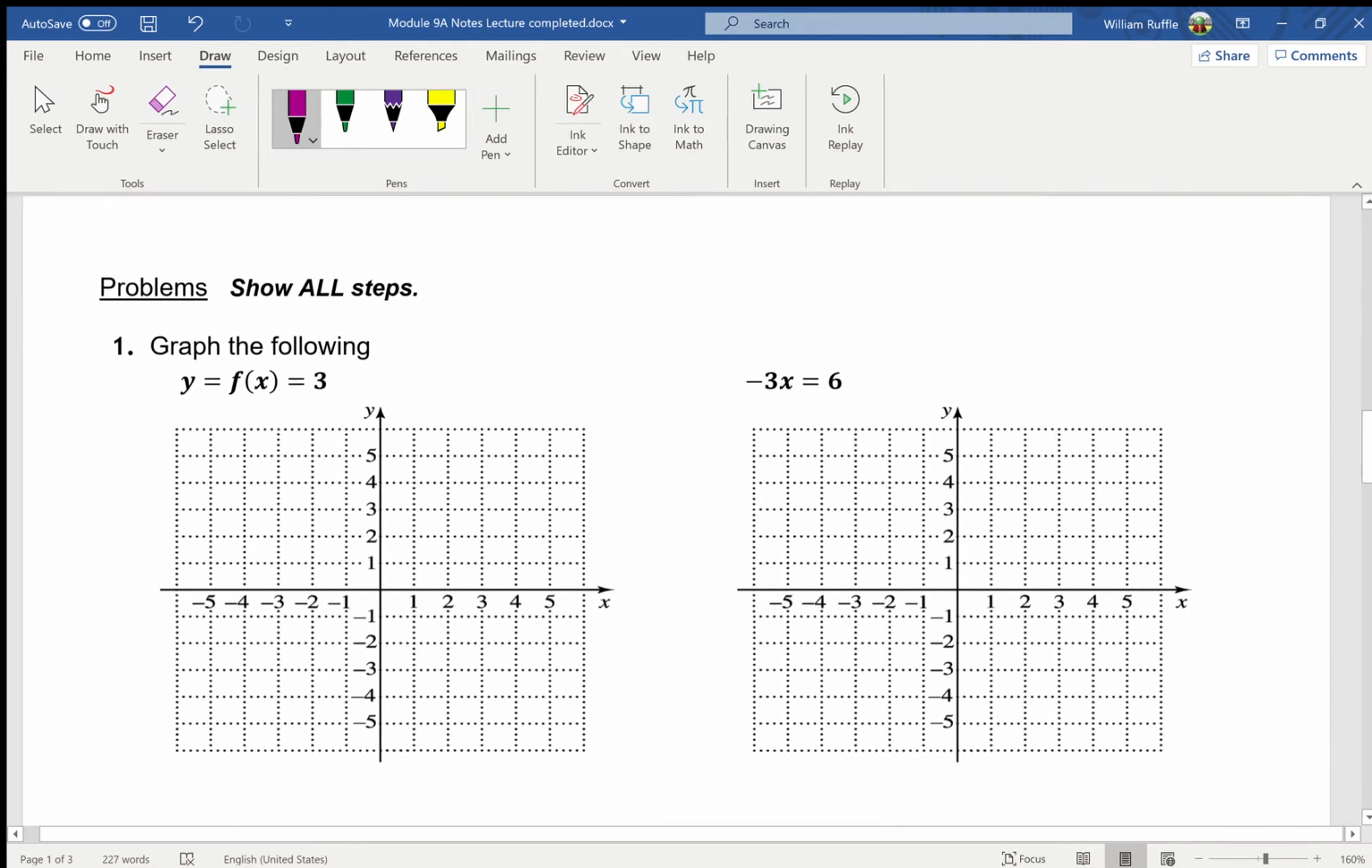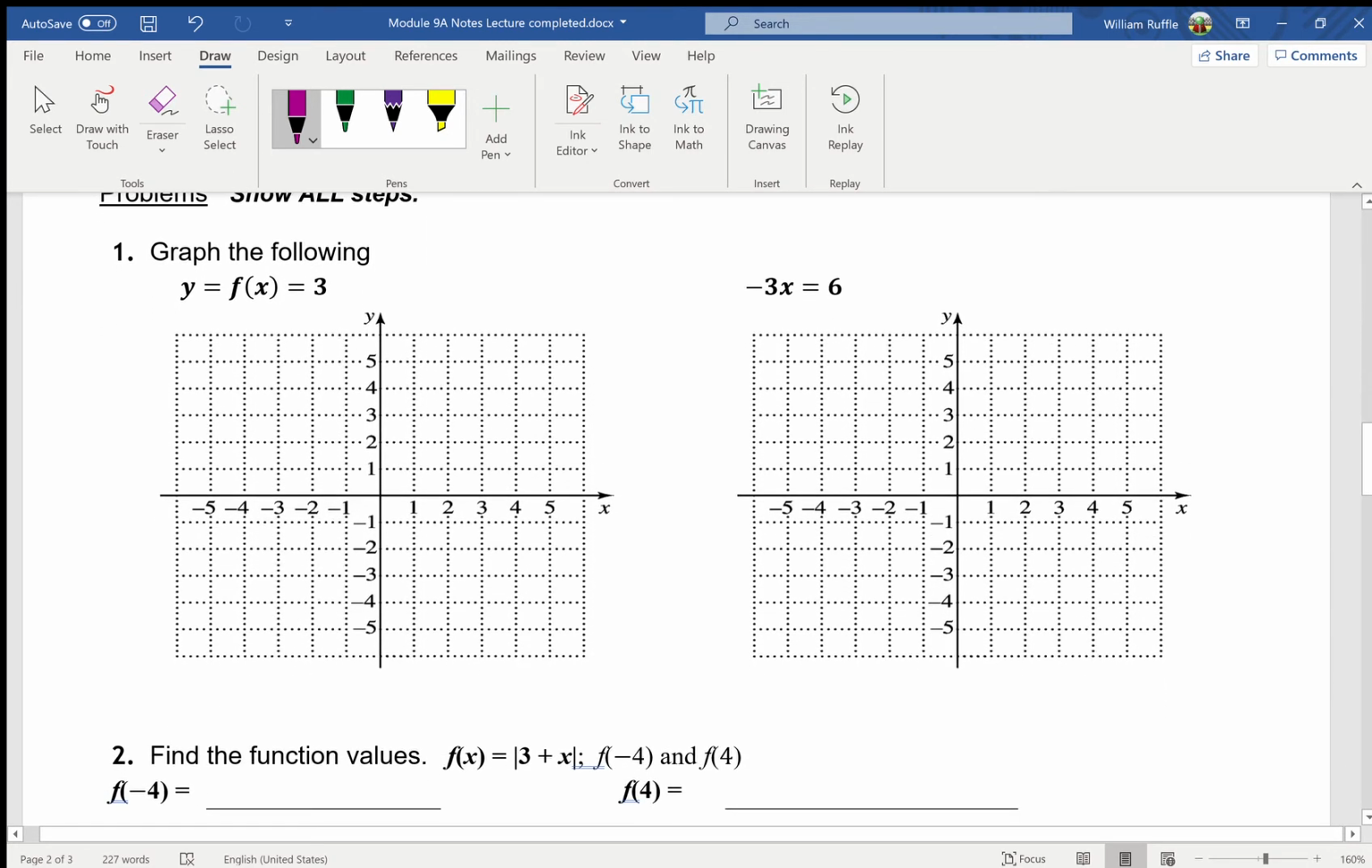Alrighty. Two quick graphs. F of x, again, is just a fancy way of writing y. This is in function notation. So if y equals 3, I have to go to where y equals 3, then I draw a horizontal line. Now that is a function because there's no undefined slope here.